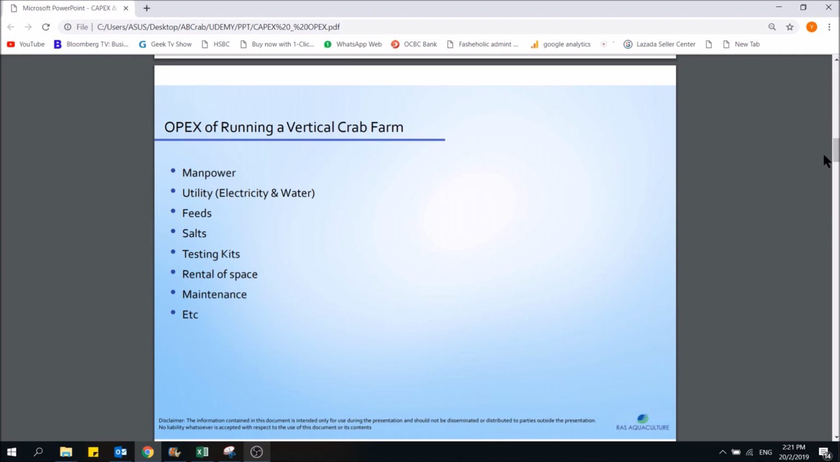The operating costs of running a crab farm are, for example, manpower first, then utilities, feed, and any salt. For those who are planning to run this away from the coast, you're going to need salt to bring up the salinity of the water. So how do you get brackish water? You mix salt along with fresh water to get what we call salt water. And you're going to need testing kits, and also have to include rentals and maintenance.